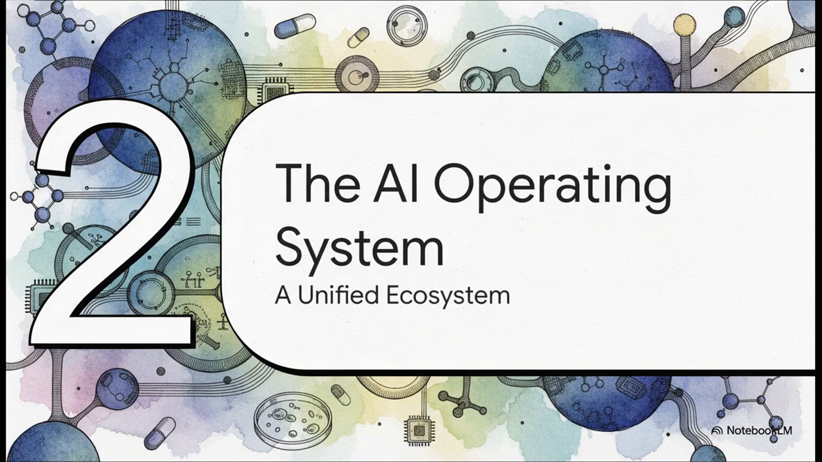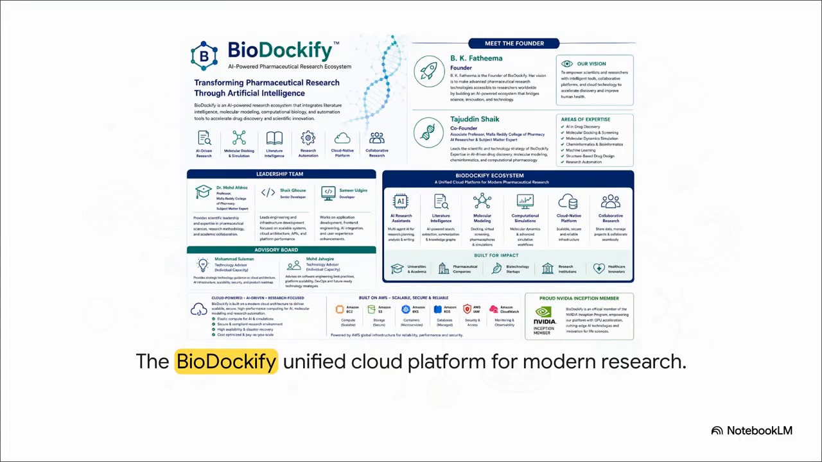Which brings us perfectly to Section 2, the AI operating system, a unified ecosystem. And this brilliantly illustrates the sheer scale we're talking about here. The BioDockify ecosystem isn't just some standalone application. It encompasses 16 fully integrated modules that cover the complete computational chemistry workflow. We're talking everything from AI-driven literature intelligence to molecular modeling, docking, advanced molecular dynamics simulations, and even collaborative research sharing. All of these core components seamlessly talk to each other. Imagine going from a rough research hypothesis straight through to a docking simulation without ever leaving the platform.